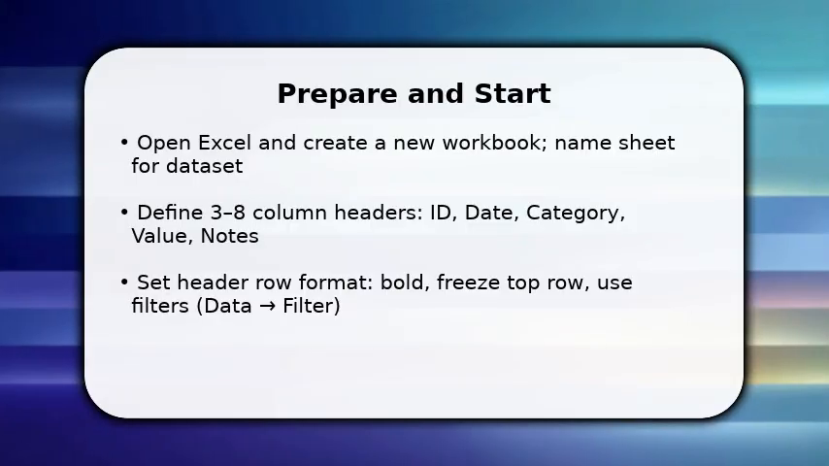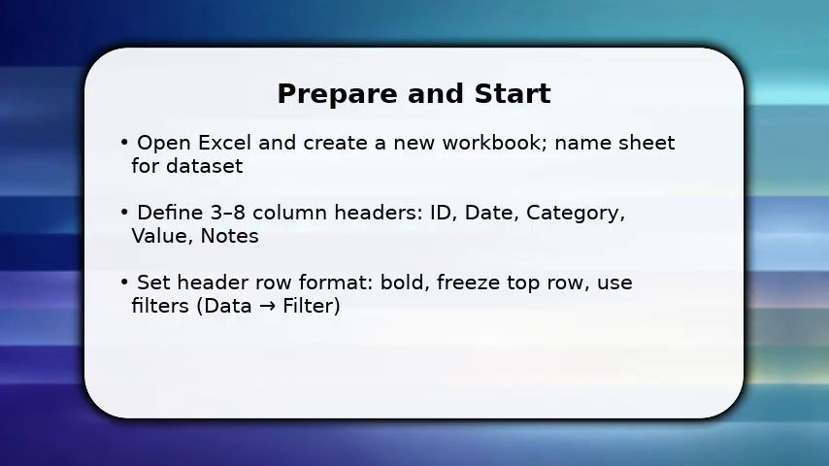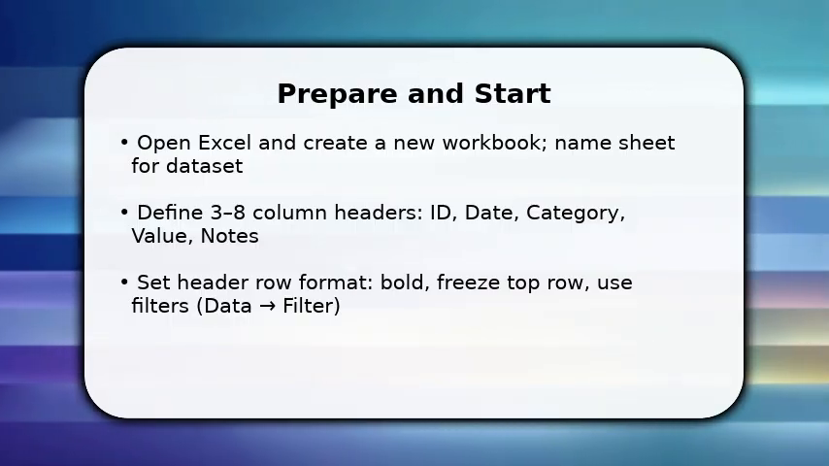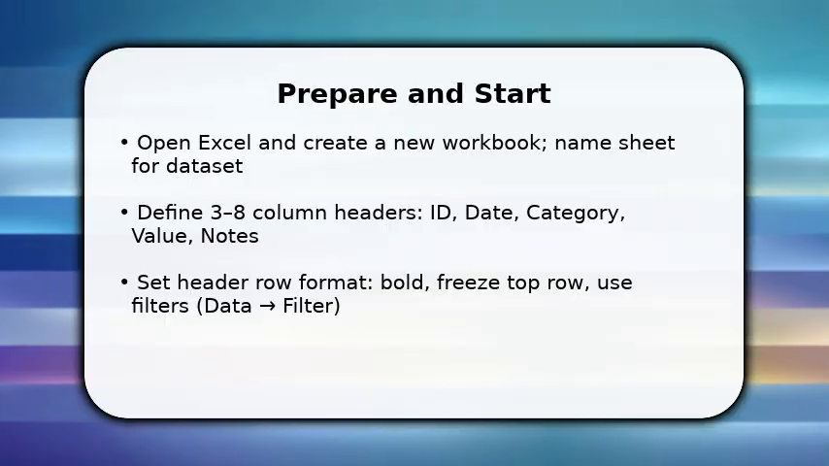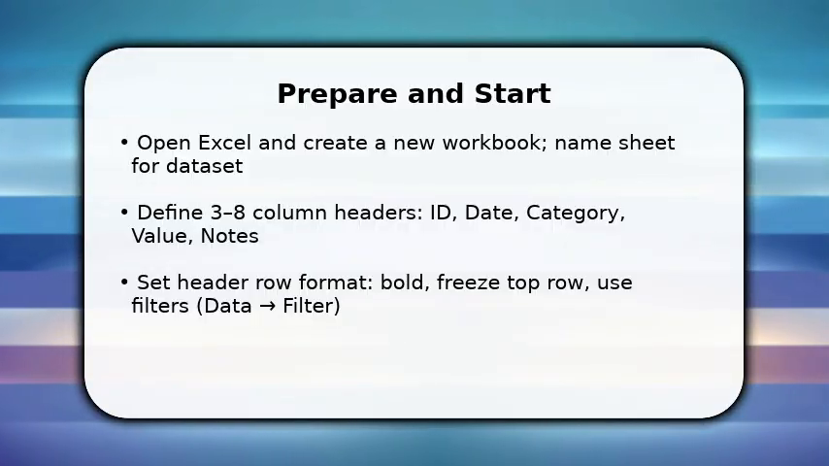You begin by opening Excel and immediately laying groundwork. Create a new workbook and name the sheet to reflect the dataset purpose. Decide on 3 clear column headers so each field captures one type of data. For example, ID, date, category, value, notes. Once done, format the header row bold, freeze top row, and enable filters, because those small steps keep data consistent and make navigation and sorting faster as you add rows.